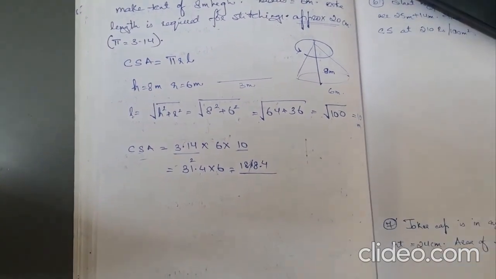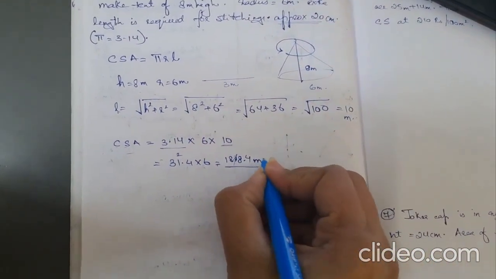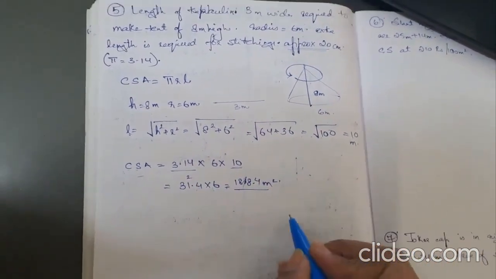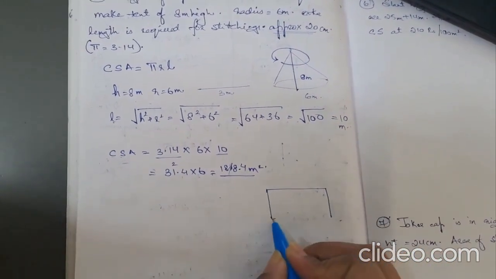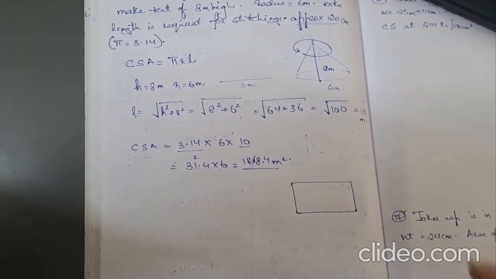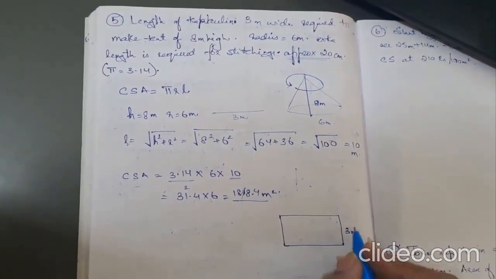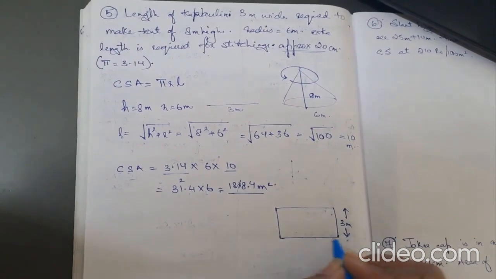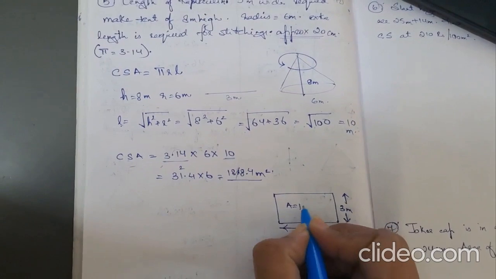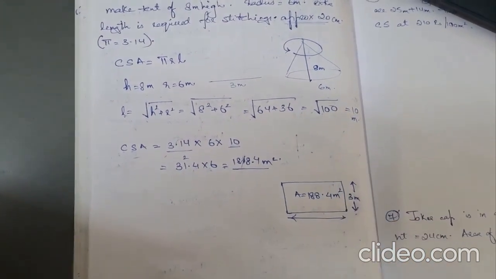Now it is required in meters square. This is the area of the cloth required. The cloth is always supposed to be in a rectangular form, right? So the cloth width is given to me as 3 meters. He said it in the question, it is 3 meters wide. Now the length I don't know, but I know the area that is required: 188.4 meters square of the cloth is required for this.